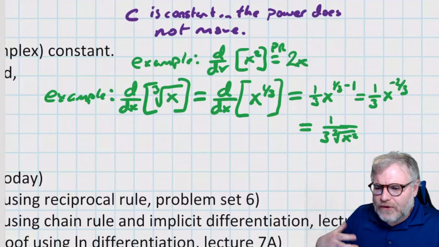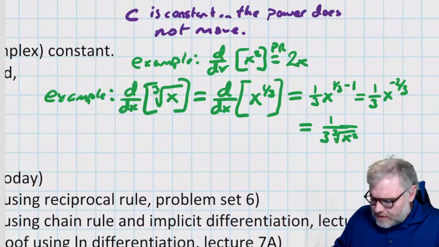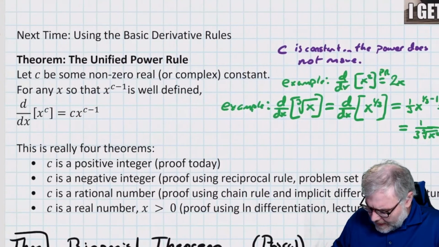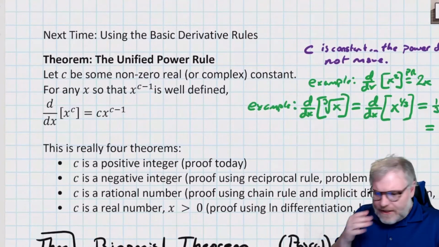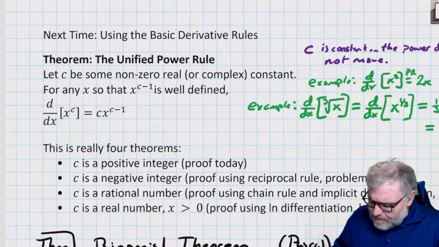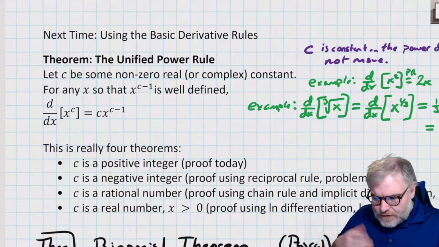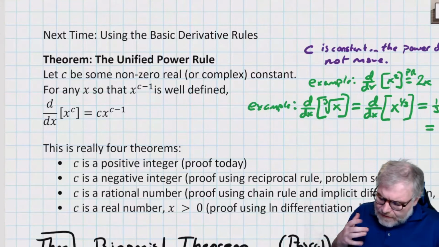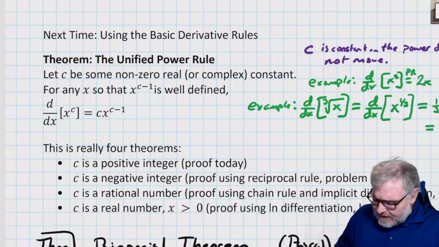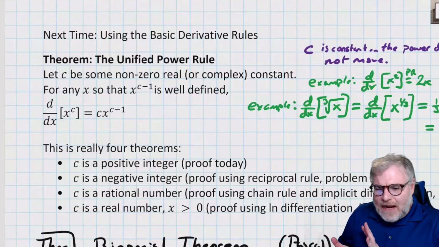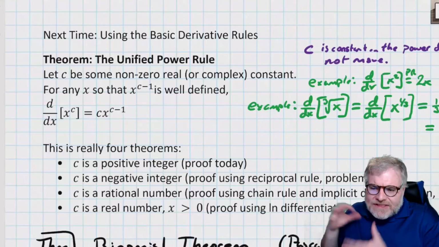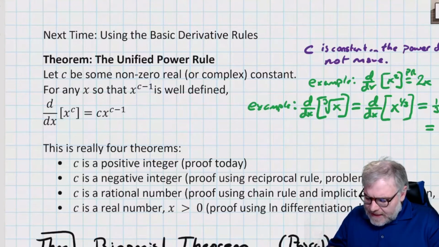again, there are multiple rules really, and there are multiple proofs, and they depend on each other in a certain way, okay? So it's really 4 theorems. If c is a positive integer, this is what we're going to do today using the binomial theorem. There's one proof for that case. Then, when you have c as a negative integer, you need the original power rule, and then something called the reciprocal rule, which we're going to get for problem set 6.